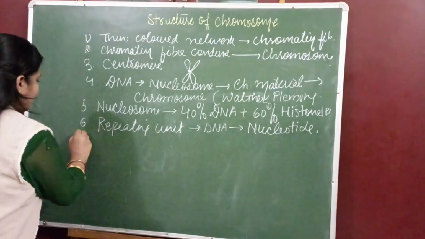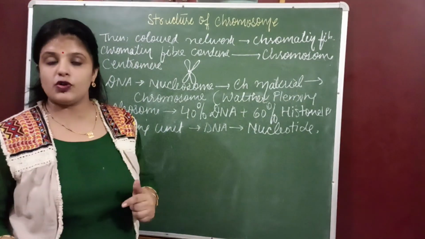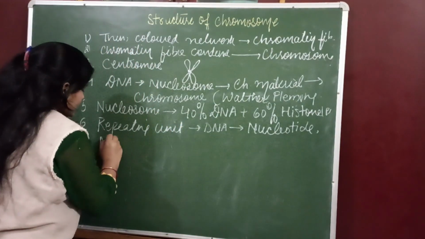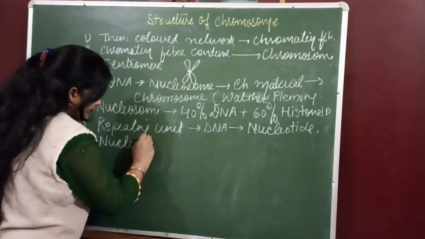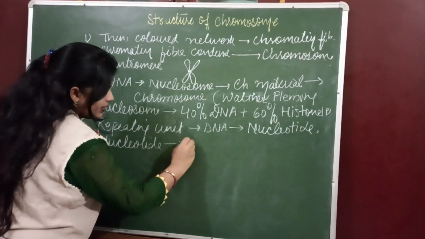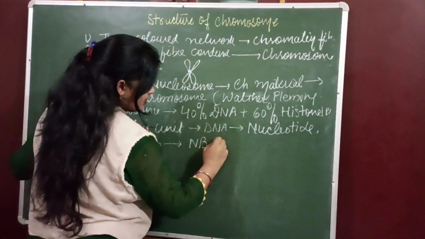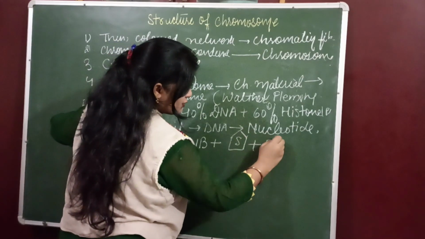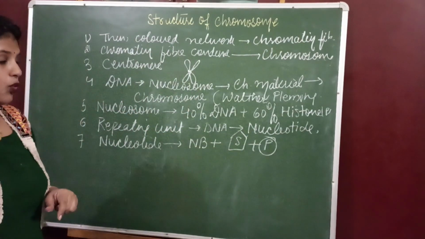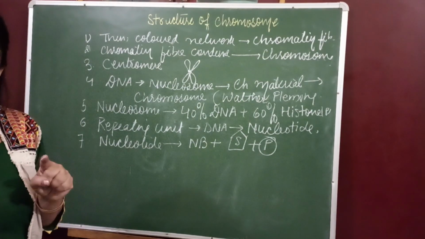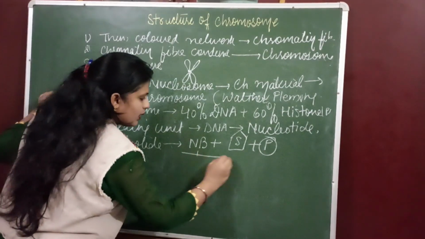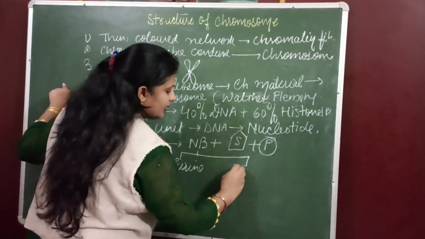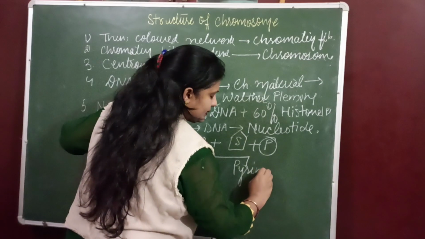Now another important question is, what is nucleotide or what is the composition of nucleotide? Nucleotide consists of nitrogen base plus pentose sugar plus phosphate group. Now, what are the nitrogen bases? We have two kinds of nitrogen bases. One is purine and the other one is pyrimidine.